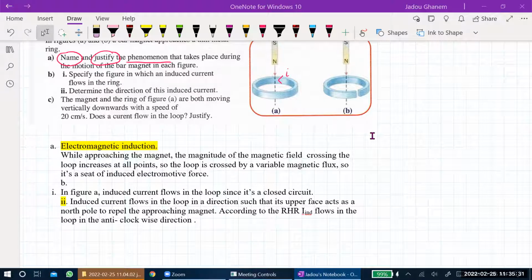Okay, Mariana, try to answer part C. If we have a magnet moving with a speed of 20 centimeters per second and the loop always with the same speed, do you expect that there will be an induced current or induced magnetic field in this ring? If yes, send me yes. If no, send me no. Okay, I will wait 10 seconds before giving my answer. Three seconds. If you have anything to send, do it right now, please.